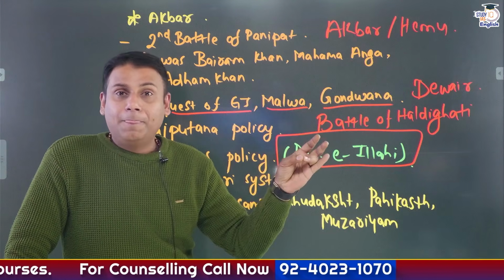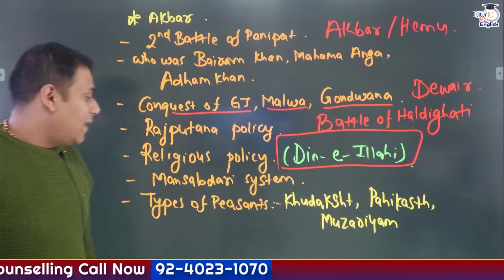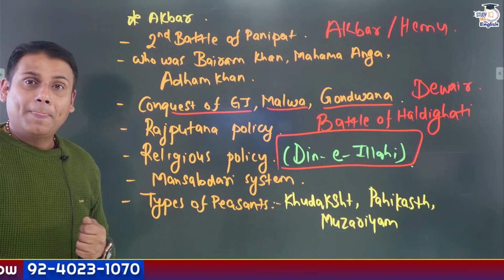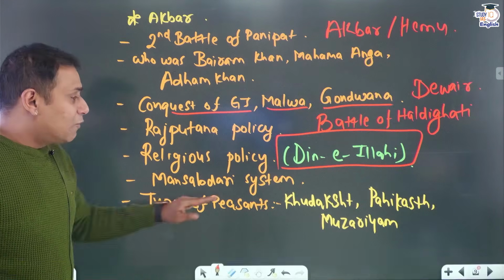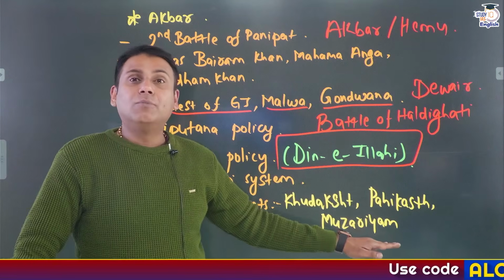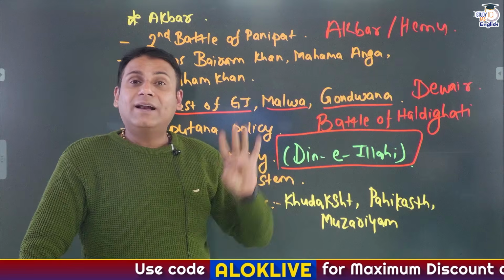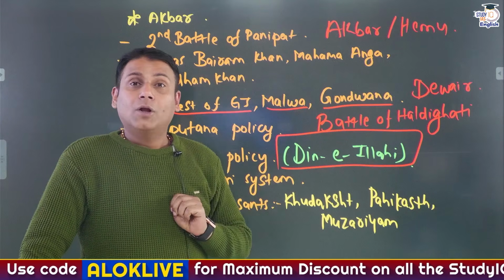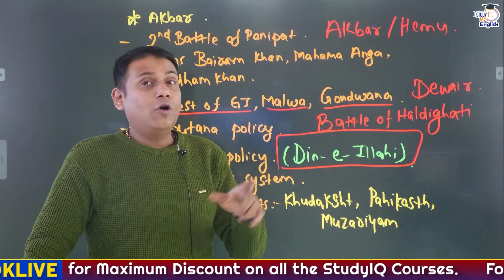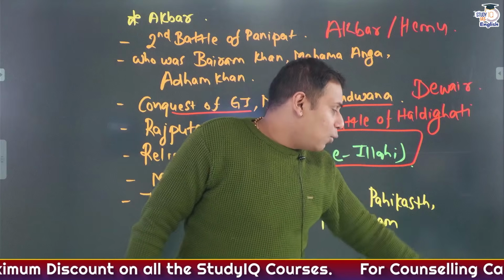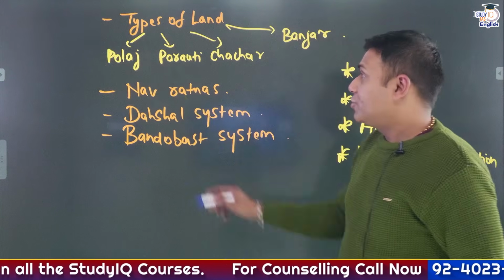What is that? Then go through the Mansabdari system initiated by Akbar. Then types of peasants, Khudakasht, Pahikasht and Muzarriyam. Then during the time of Akbar, the land was categorized into 4 parts. Go through that as well. And there could be a direct question, what is Polaj, what is Parauti, what is Chachar, what is Banjar?